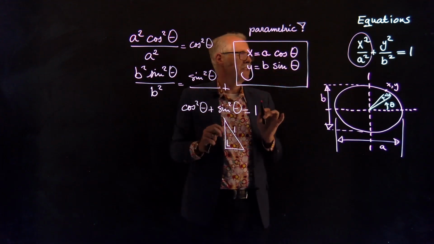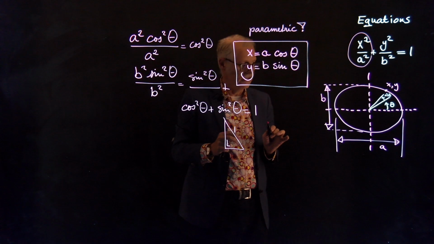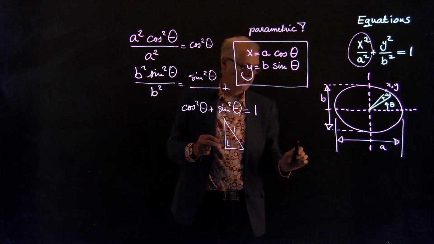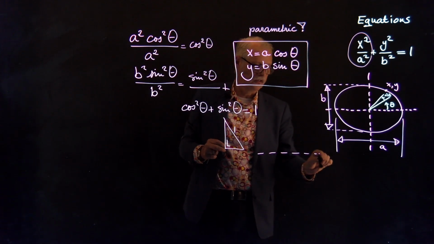The parametric equation is nice for producing the ellipse. For example, if you want to create the ellipse in a stepwise manner, you have the coordinate grid.